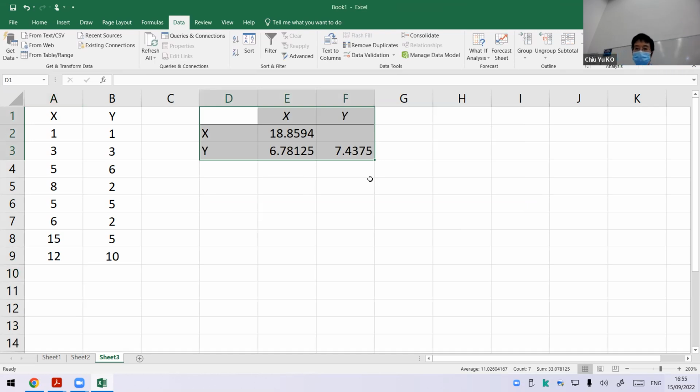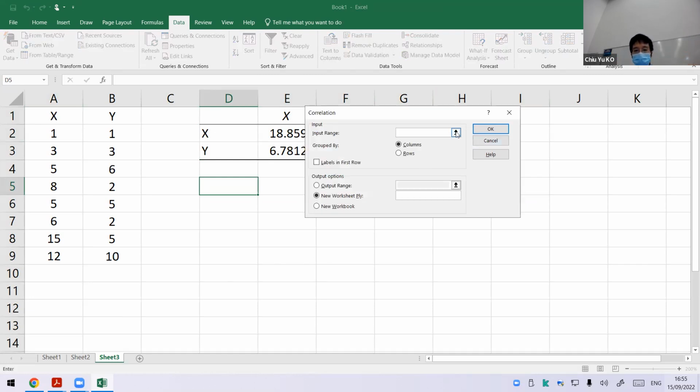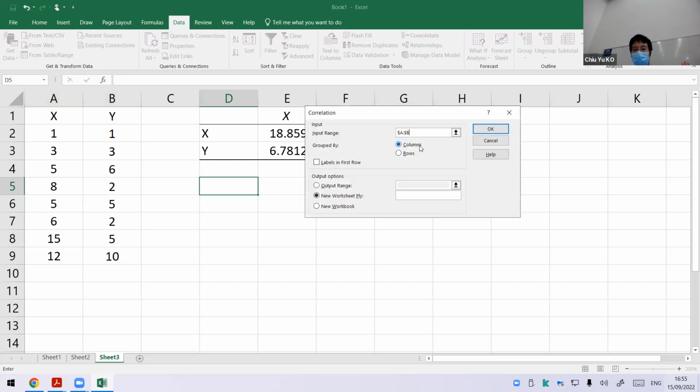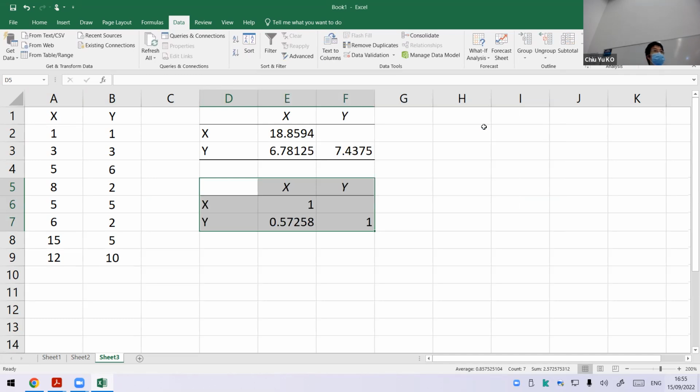Don't worry, I do it once more for the correlation. Same thing here, exactly the same procedure. I choose correlation. I choose the input, which is 2 columns here, and my data is organized by column. I have a label in the first row, and then I choose the output range. Maybe I choose D5 here, and that gives me the correlation. So that is the end of the Excel.